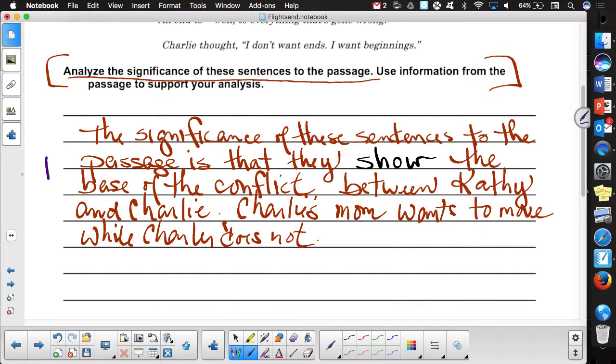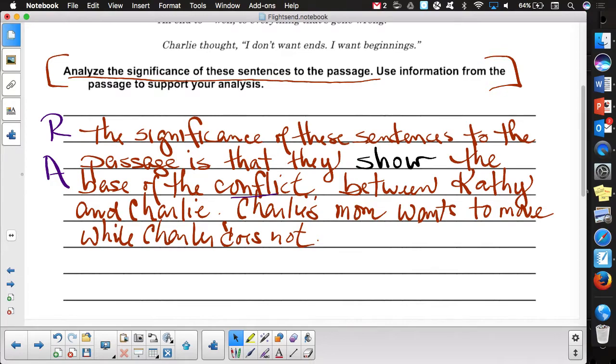The beef. Well, we actually got the R and the A, because we restated, and then we even kind of answered here with the conflict. What's the C? Cite, and then explain. So how many examples can we pull from the passage? 12. There's no reason why we wouldn't be able to pull 3 of them.